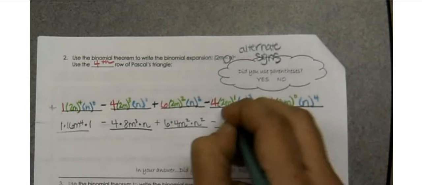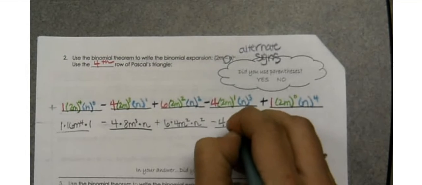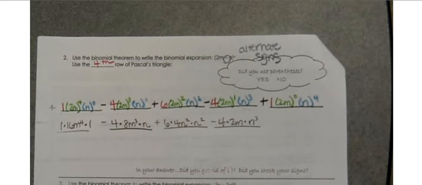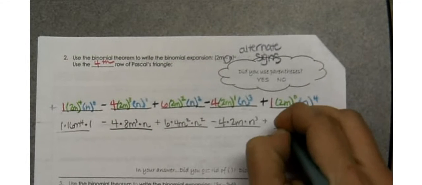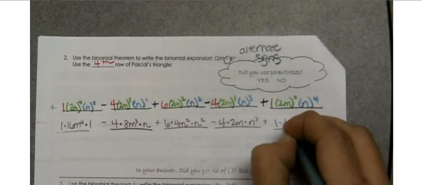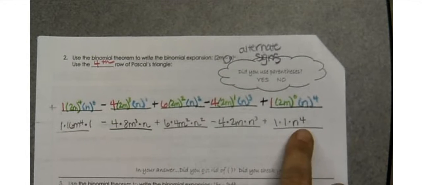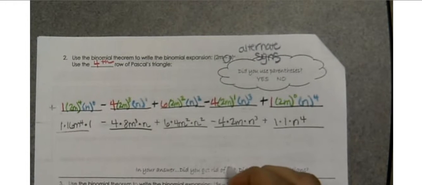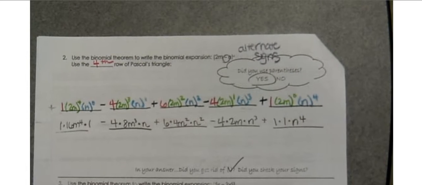In the next term, I have the coefficient 4. 2m to the first is just 2m. And then I have n cubed. And then here I have 1 times 1 times n to the 4th. So we've gotten rid of the parentheses and applied the exponent to everything we need to. So we got rid of parentheses when we used them. Okay. So now what we need to do is write our final answer.